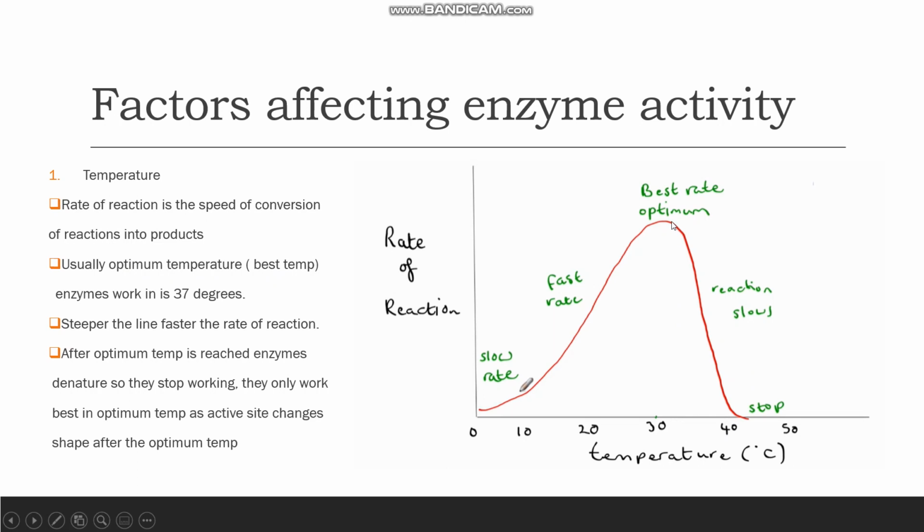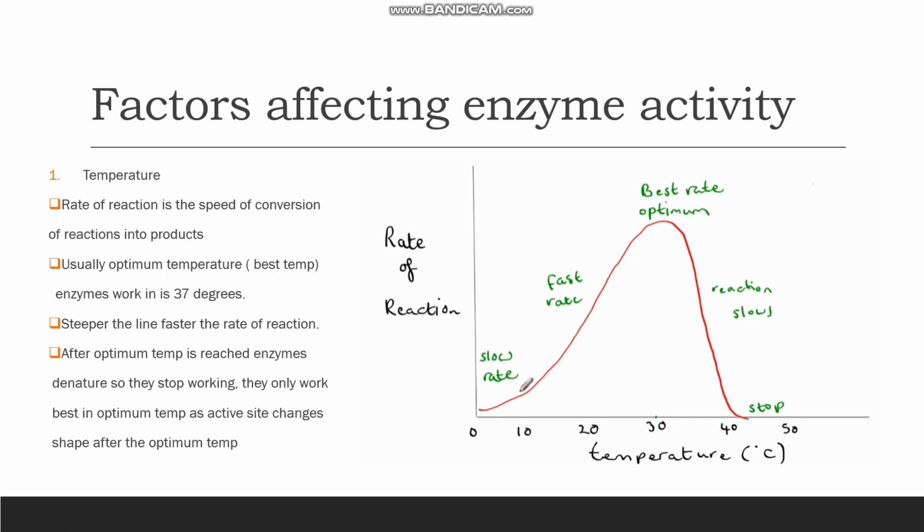So over here on the graph you can see that roughly in between 30 and 40 degrees is the optimum temperature. So over here there's a steeper line, so that means there's a fast rate of reaction. So that means the reactants are turning into products really quickly. And after optimum temperature is reached, you can notice that the graph starts to go down really quickly and stops just a few degrees after the optimum temperature.